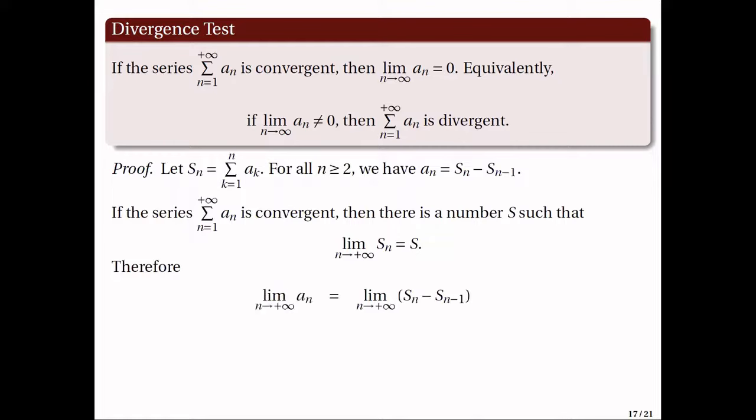Therefore, evaluating the limit of the two sides of this equation, we have the limit of a sub n as n goes to infinity equal to the limit of the difference s sub n minus s sub n minus 1 as n goes to infinity. And splitting this into two limits, we have the following. Now, using this property, both of these limits will be equal to s. So that gives us s minus s, which is equal to 0.